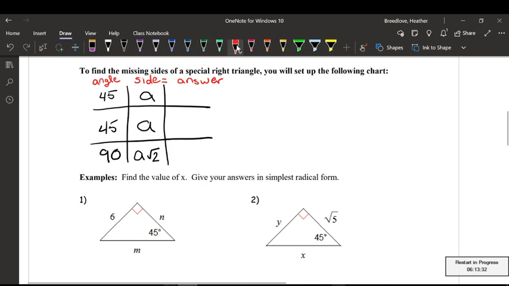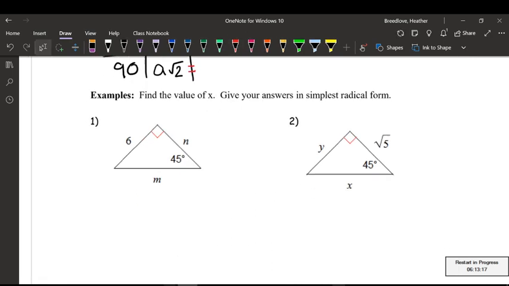So each one of these is like an equals. This whole line is like the equals line. So it's A equals, A square root 2 equals. All right, so it'll make more sense as we go.